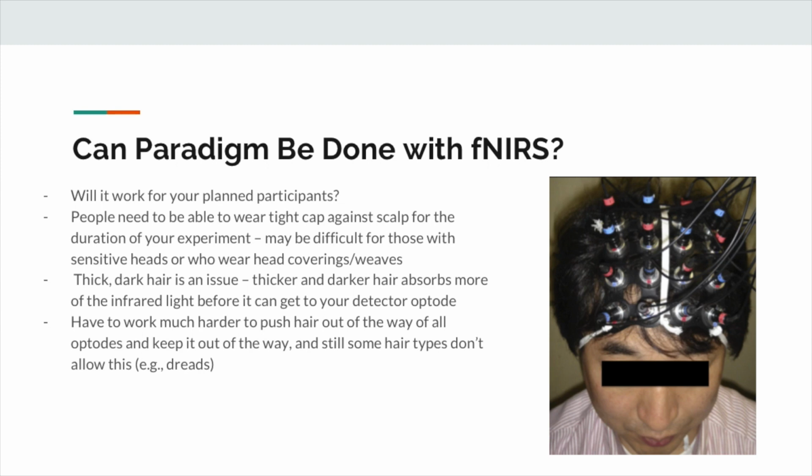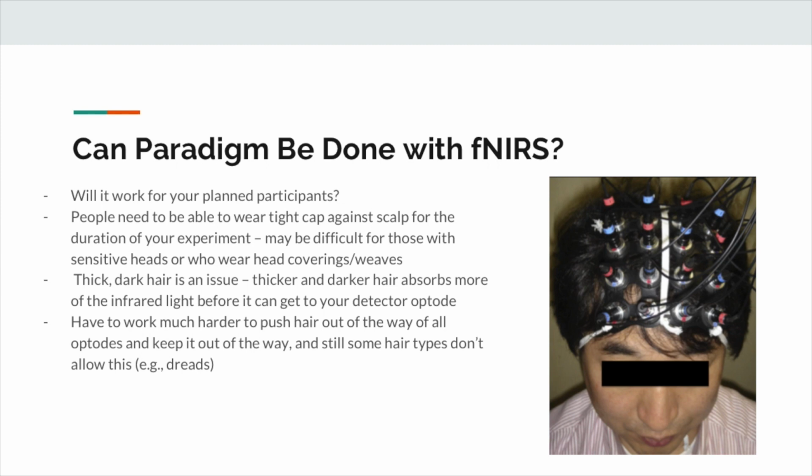Now, another big concern, not something to limit your use of fNIRS, but something to really inform the way you collect data, is that thick and dark hair is an issue with fNIRS. Thicker and darker hair absorbs more of the infrared light before it can reach the detector. So you have to work much harder to push hair out of the way of all the optodes before you collect data, and you have to keep the hair out of the way somehow. And there are still some hair types that don't allow this. For instance, if someone has dreads, you can't get the optode to push all the way through someone's dread, and if it's rooted right where you want to be researching, well, you're not going to get any sort of data from that specific spot.